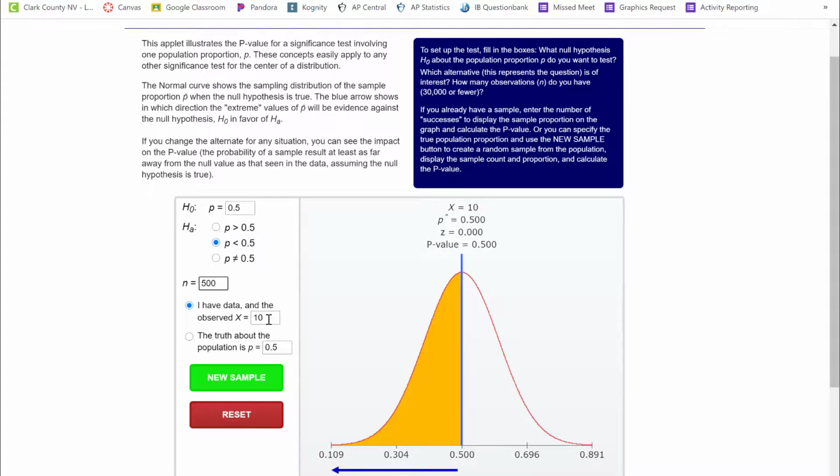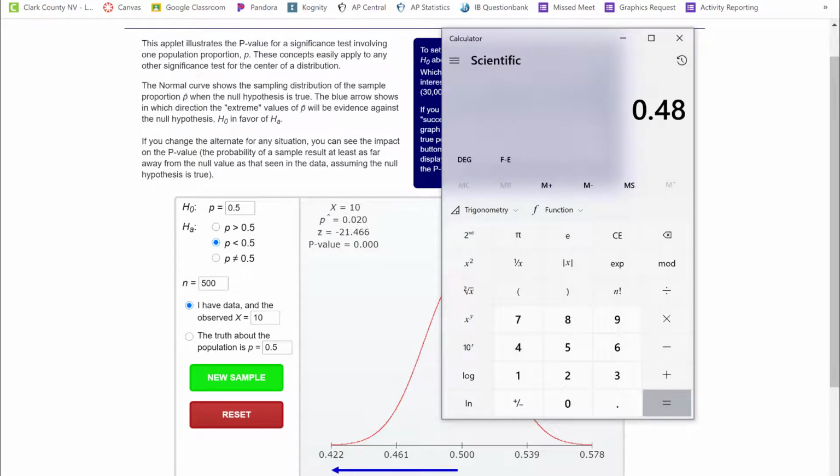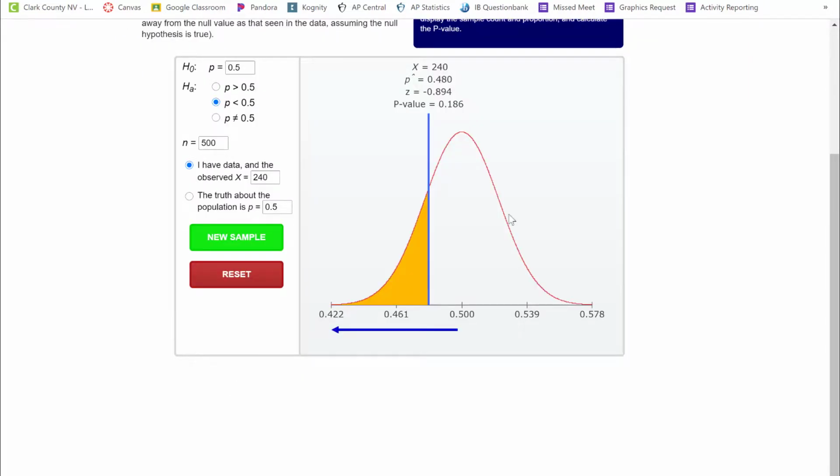Now, we had 48% success, 48% in favor of this idea. So we have to find out what's 48% of 500. You can do 0.48 times 500 pretty easily in any standard calculator, and you'll see your number of successes is 240. So type that in, hit sample, and you'll get your results. And we can see when x is 240, your p hat is 0.480, your z is negative 0.894, and your p-value, that's the one we really care about, is 0.186.